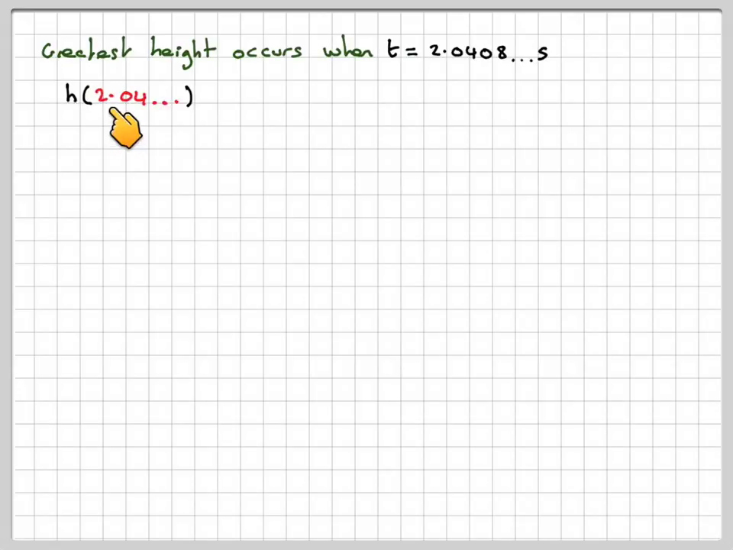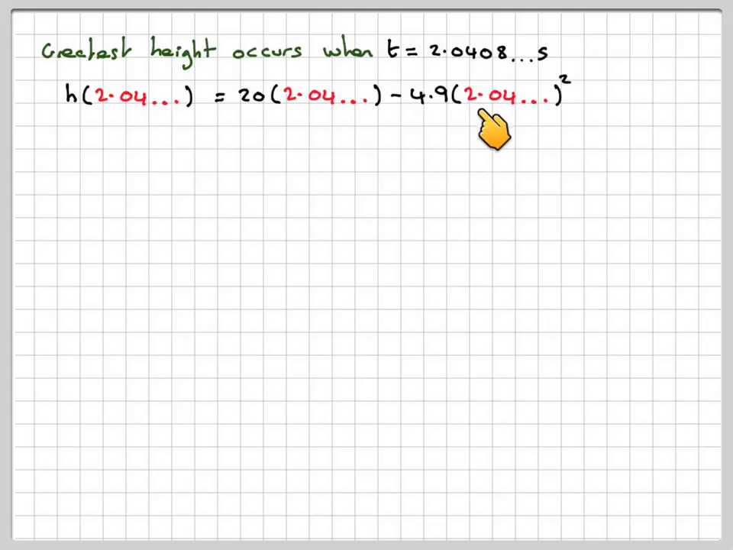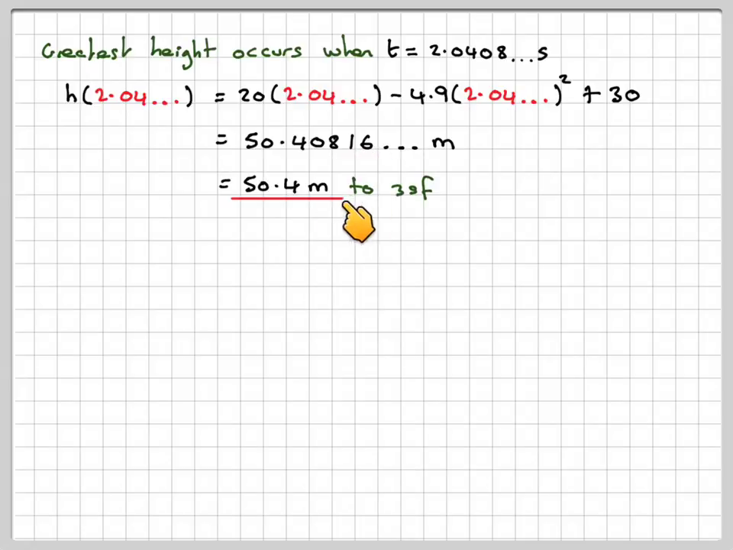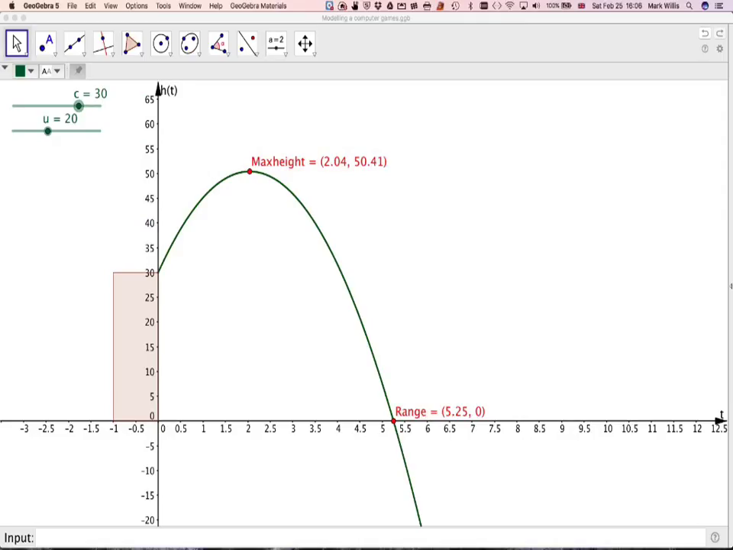So h(2.04), don't round it off. It's 20 times 2.04 minus 4.9 times 2.04² plus 30. I work that out on my calculator and get 50.40816 meters, which is 50.4 meters to 3 significant figures. If we go back and have a quick look at this, we can see that we've got the same answer here. This is the maximum height. Now we're going to have to calculate this time here, where it actually hits the ground again, for part B.